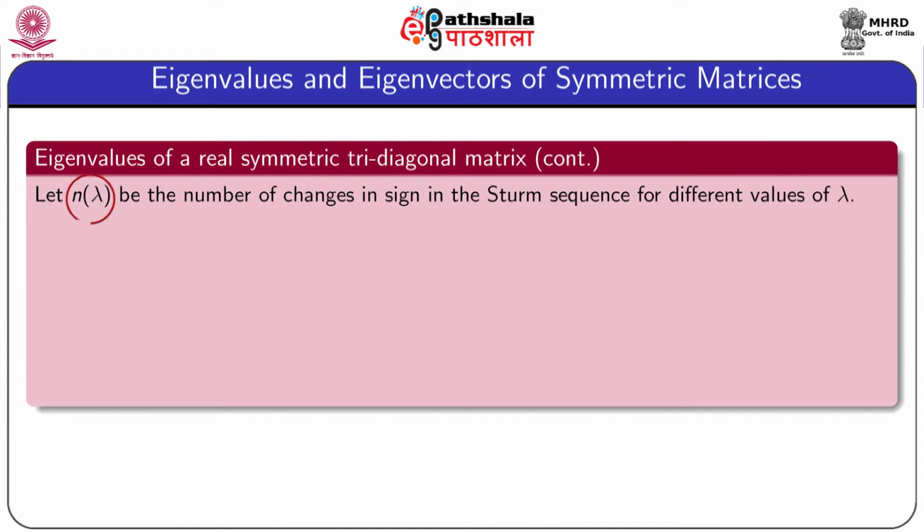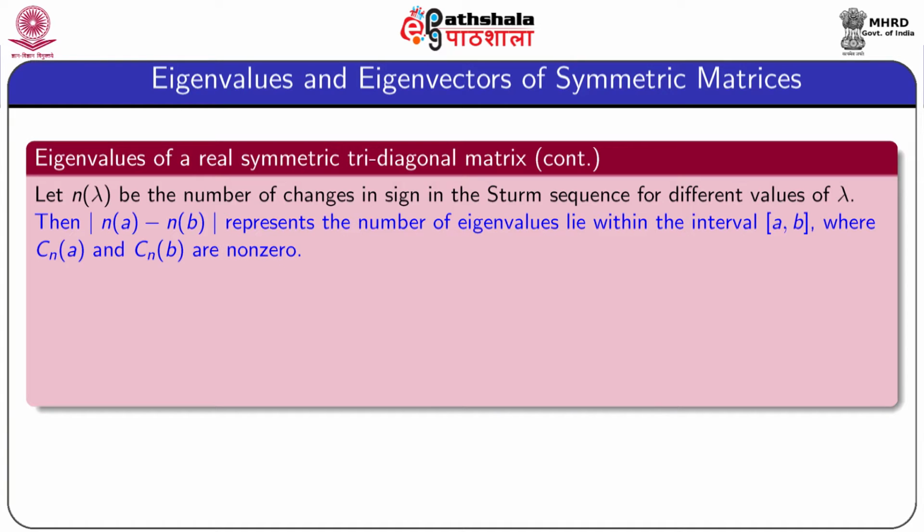Let N(lambda) be the number of changes in sign in the Sturm sequence for different values of lambda. Then the absolute value of Na minus Nb represents the number of eigenvalues or number of roots that lie within the interval (a, b), where Cn(a) and Cn(b) are non-zero. That means the characteristic equation or the characteristic polynomial values Cn(a) and Cn(b) are non-zero.